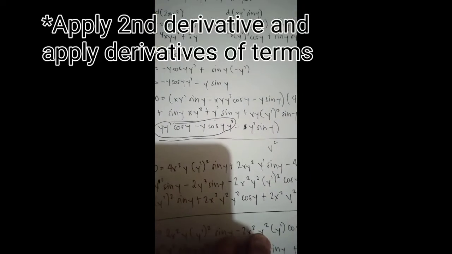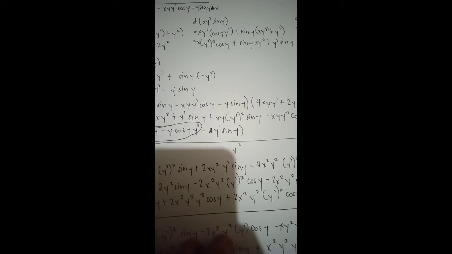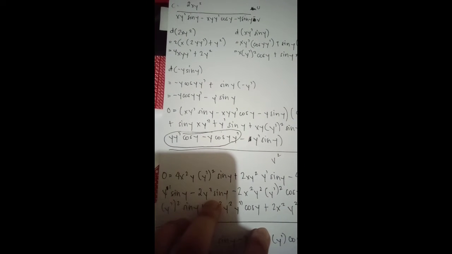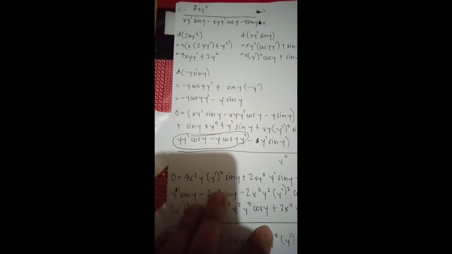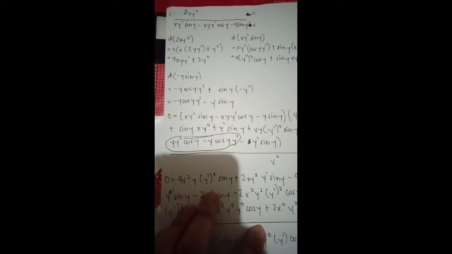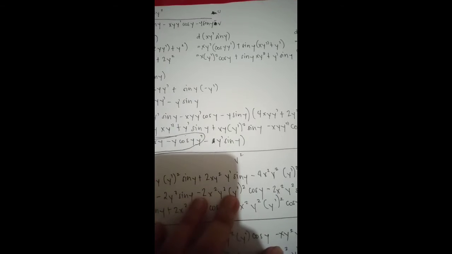0 is equal to x derivative of y sine y minus xy derivative of y cosine y minus y sine y times 4xy derivative of y plus 2y squared minus 2xy squared times x times derivative of y squared cosine y plus sine y x second derivative of y plus derivative of y sine y plus xy times derivative of y squared sine y minus xy second derivative of y cosine y minus x times derivative of y squared cosine y minus y derivative of y cosine y minus y cosine y derivative of y minus derivative of y sine y, over y squared.